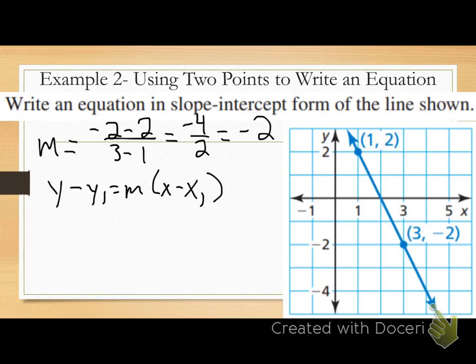We'll use 1, 2, and our slope of negative 2. So what's my y1 value? 2. Our slope was negative 2. And what's my x1 value? 1. So here's the equation of my line in point slope form, correct? Don't stop there. Pay attention to what form it wants it in. Slope intercept form. In slope intercept form, which variable is by itself? Y. So what do you think I'm going to do for this equation?